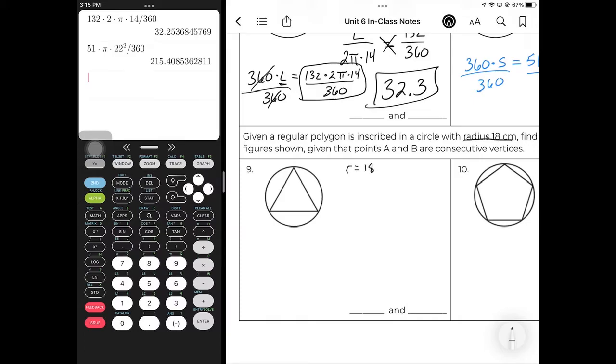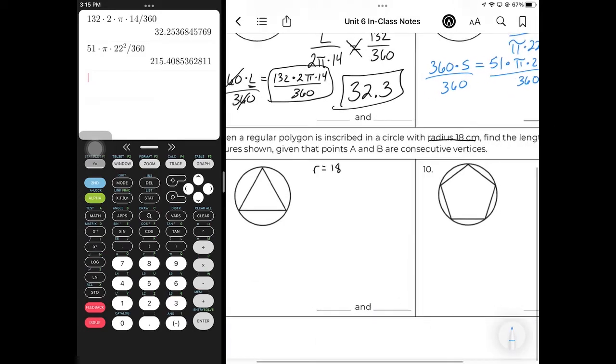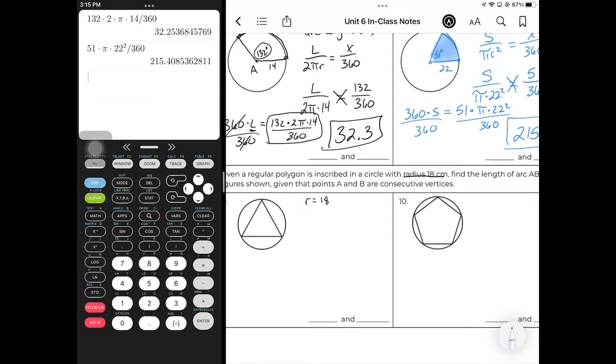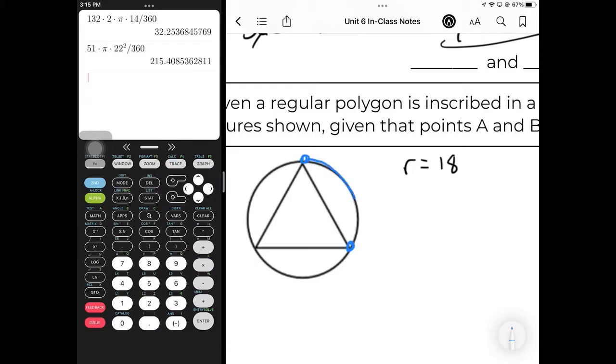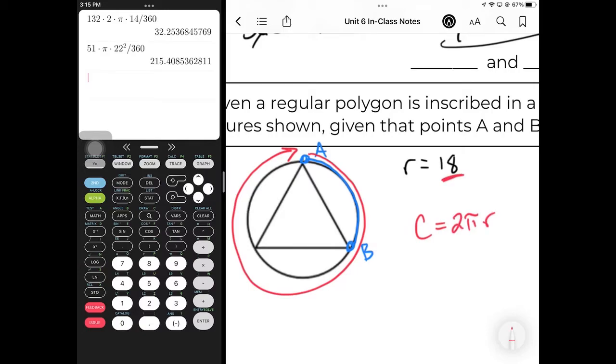R equals 18. Now, they want to know the length of an arc, AB, where A and B are consecutive vertices. So consecutive vertices just means right next to each other along the polygon. So in a triangle, any two would have to be consecutive, so I'm going to call one of them A, one of them B. They want that arc length. But I didn't give you a central angle to use here, but there is an easier way to think about this. The length from one point like A all the way around the circle would be the circumference. And circumference is equal to 2 pi r. So even though I don't know a lot of other information, I could find the total circumference.